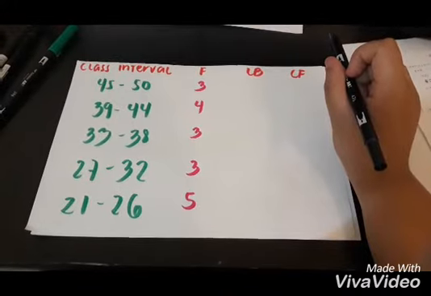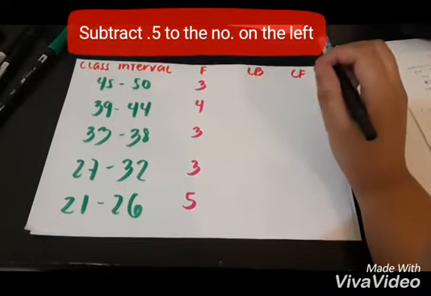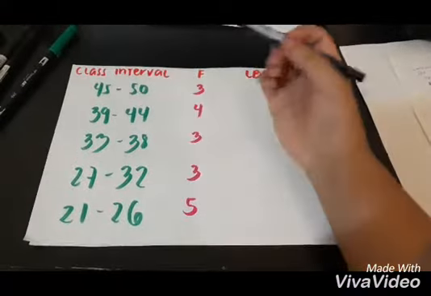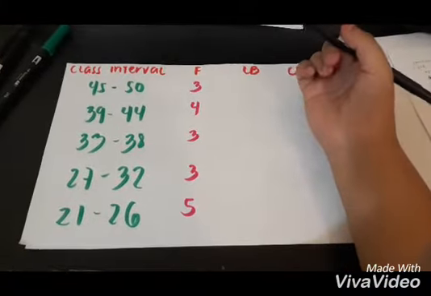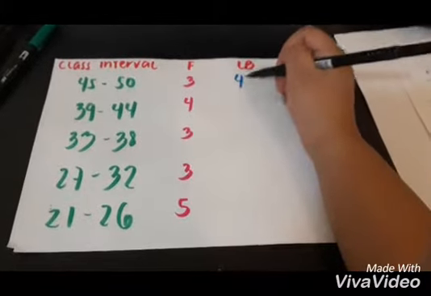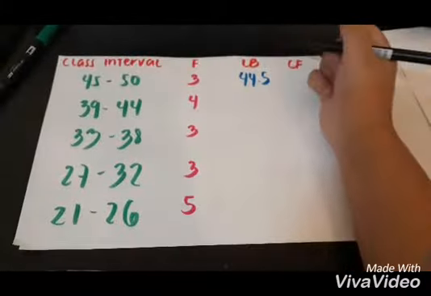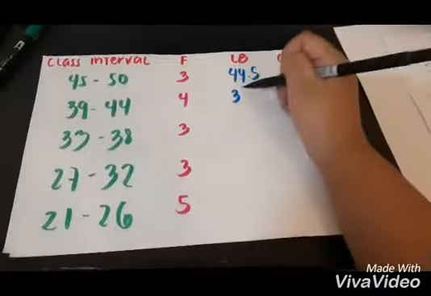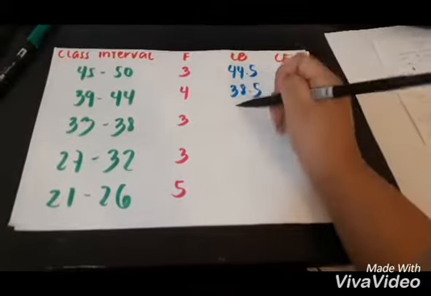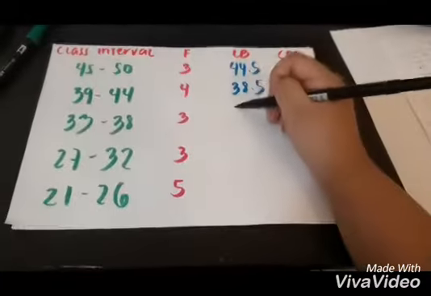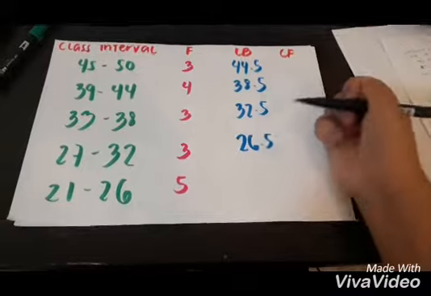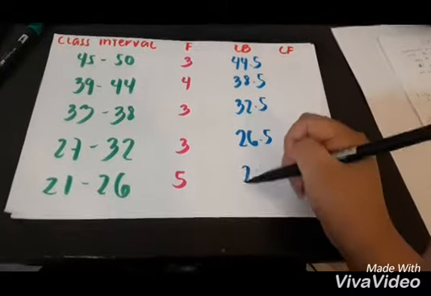After that we are now going to get the lower boundary. So all you need to do is to subtract 0.5 from the number on the left. So 45 minus 0.5 is 44.5, and then you just have to do it again and again. So 39 minus 0.5 is 38.5. 33 minus 0.5 is 32.5. 27 minus 0.5 is 26.5. And lastly, 21 minus 0.5 is 20.5.